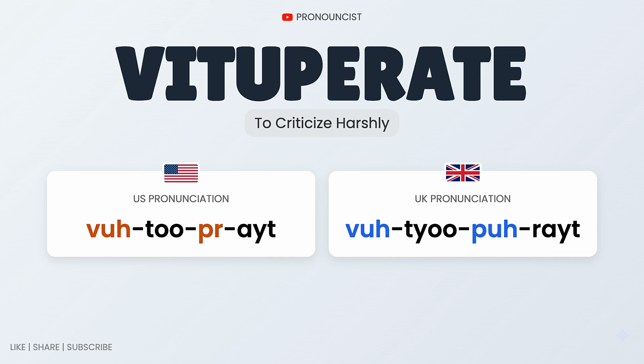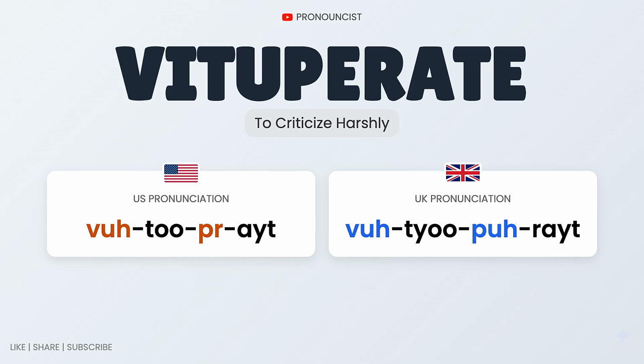Vituperate. Now, read the syllables of British pronunciation shown on the screen naturally. Vituperate. US, two. UK, two, then p.